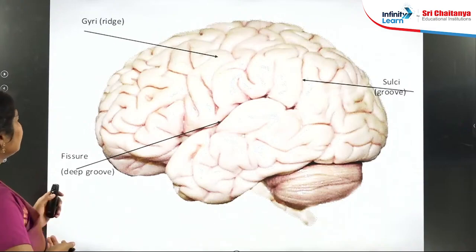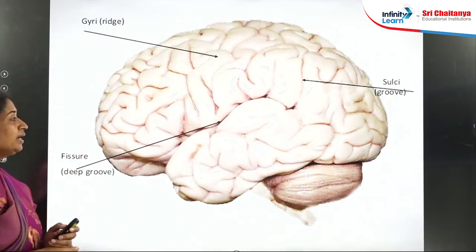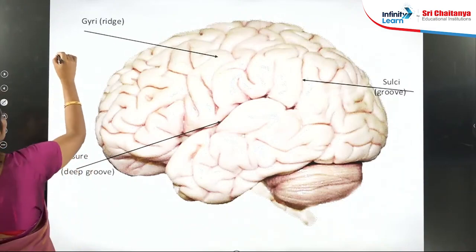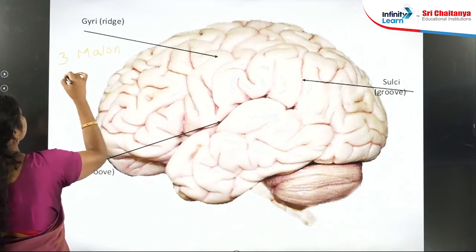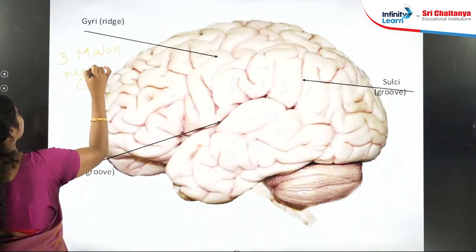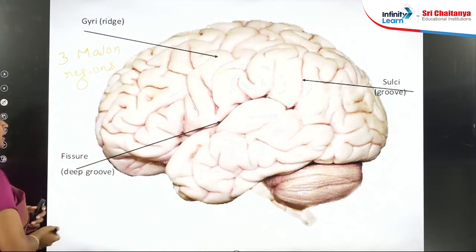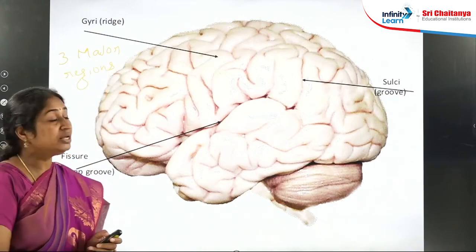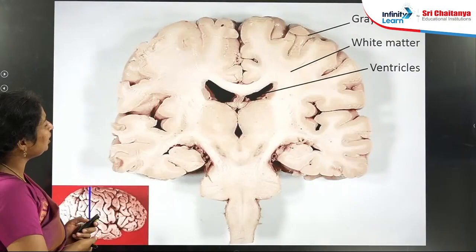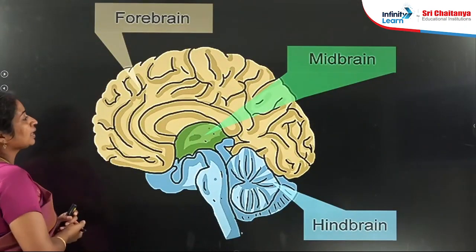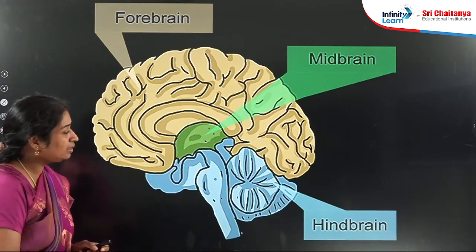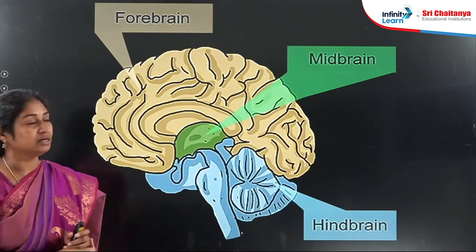Next, this is the brain. The brain is divided into three major regions. What are those three major regions? Number one, forebrain. Next one is midbrain. And the last one is hindbrain.